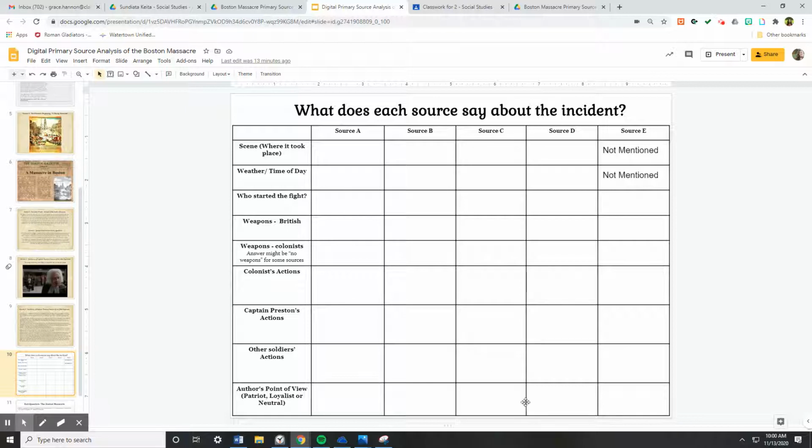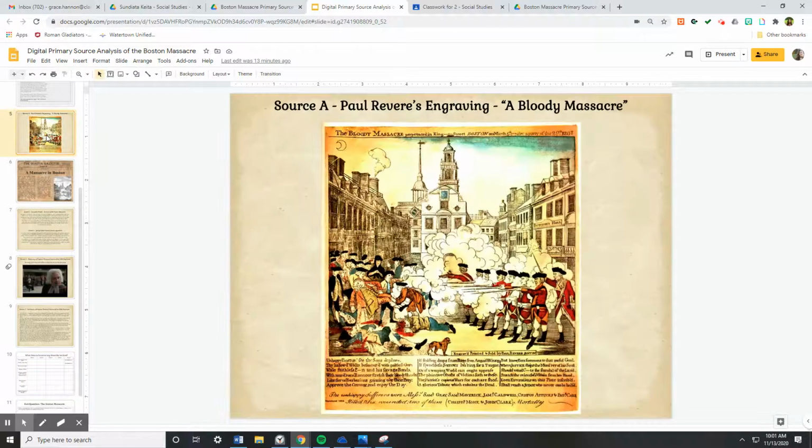And when you look down here, on slide 10, you have a little chart that is going through, and it's talking about how you're going to talk through each of the sources. So for example, for source A, you have the image, and the first question that it asks you is, where is this taking place? What is the scene? So this is obviously the Boston Massacre, so we know that it's taking place in Boston, and you're going to describe where this looks like it's at.